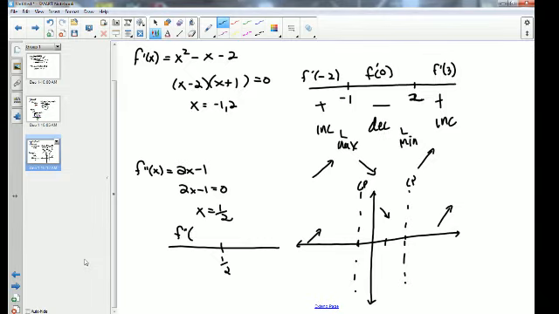Pick a value. Thank you for making it easy. We choose 3, 2, 0.